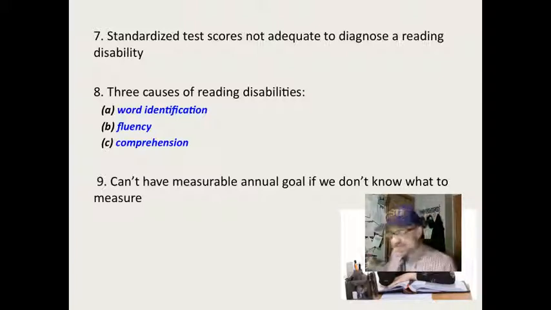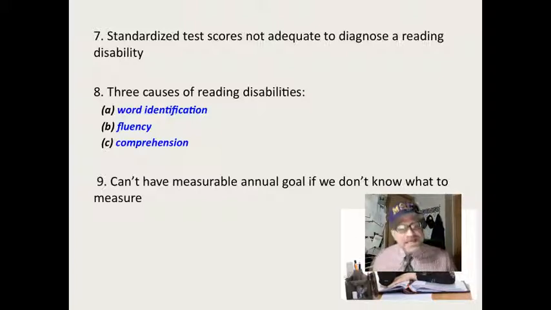Simply saying 77% or 56th percentile or reading level doesn't tell me the cause of the reading disability. There are 3 causes: deficits in word identification, fluency, and comprehension. We'll be coming back to these 3 things. It's important that I know these so that I can plan. All reading disabilities are not the same.